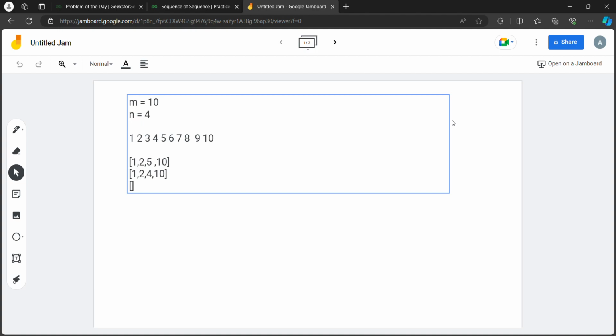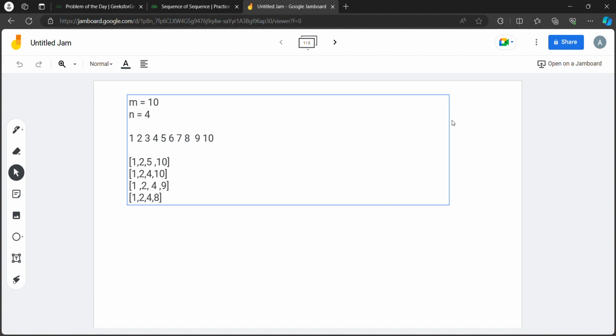Another possibility is if we go with 9 as our last element. Then the second last will be 9 by 2 is 4, the third last will be 4 by 2 is 2, and the first element will be 1. And if we consider 8 as our last element, then the possible second last will be 4, the third last will be 4 by 2 is 2, and the first element will be 1.